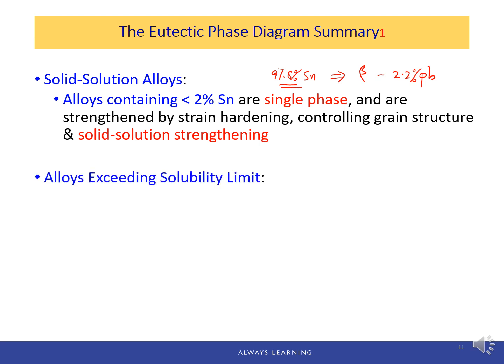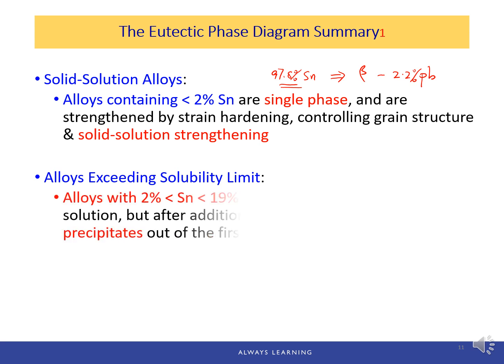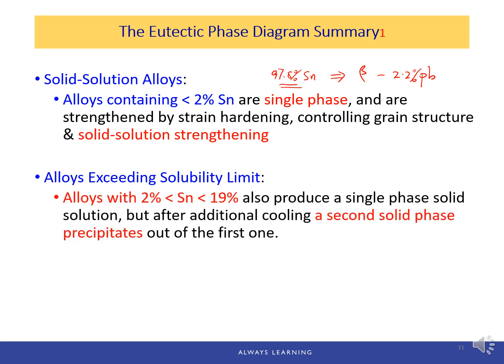For alloys exceeding the solid solubility limit, which is alloys between 2% and 19% of the tin composition, it also produces a single phase solid solution at the beginning, before the eutectic temperature. But after the eutectic temperature, our second phase will precipitate out of the first one.